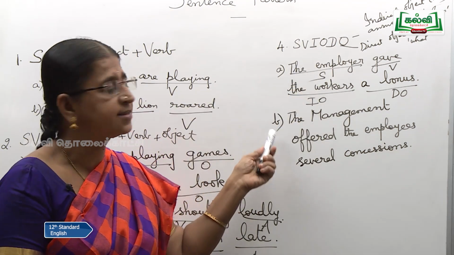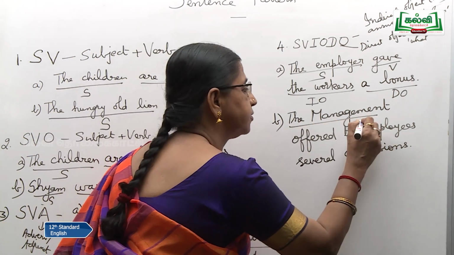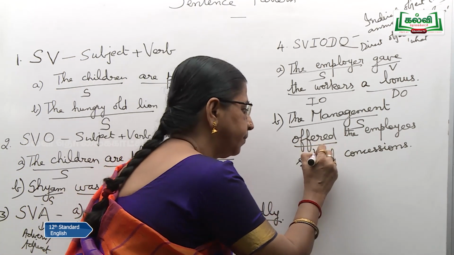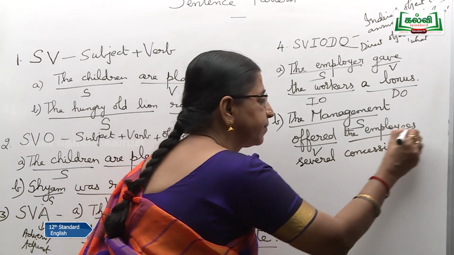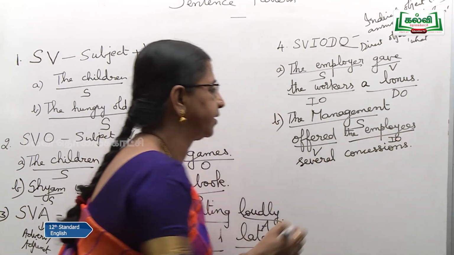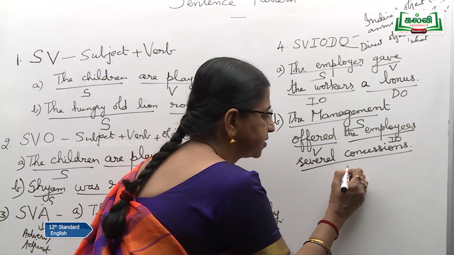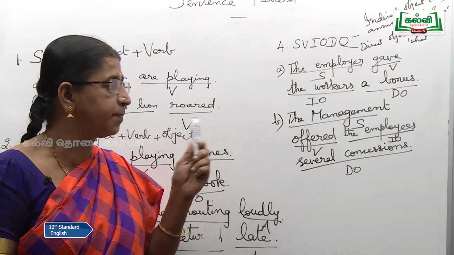Then next sentence, the management. Who are we talking about? The management. So, subject. What did the management do? Offered, verb. The management offered whom? The employees. So, indirect object. The management offered what? Several concessions. So, direct object. Again, try writing it in the passive.